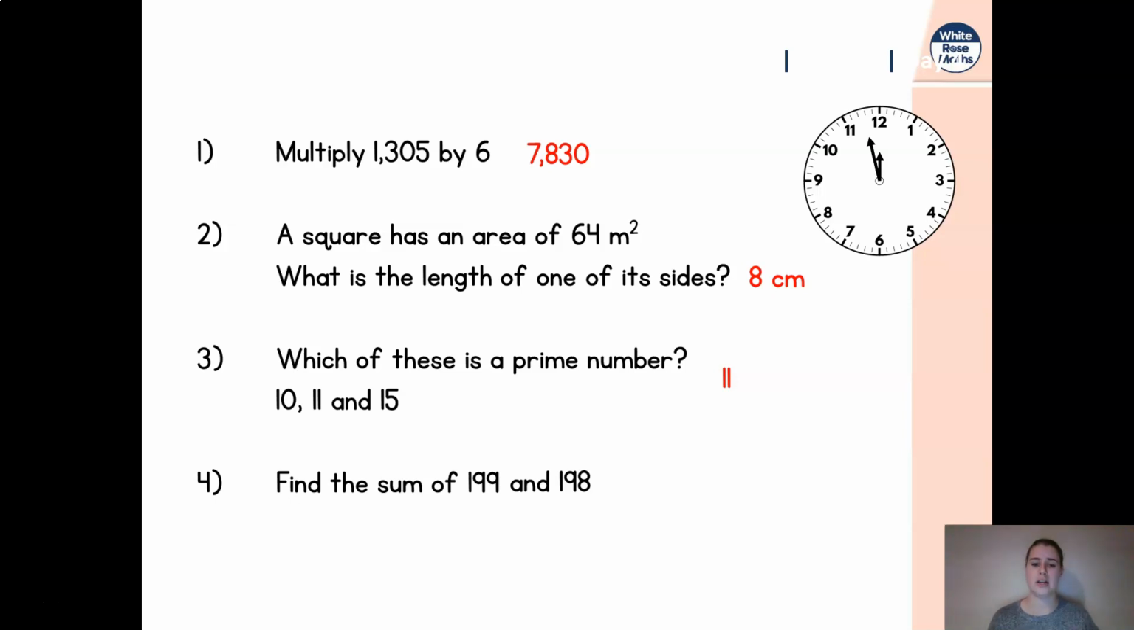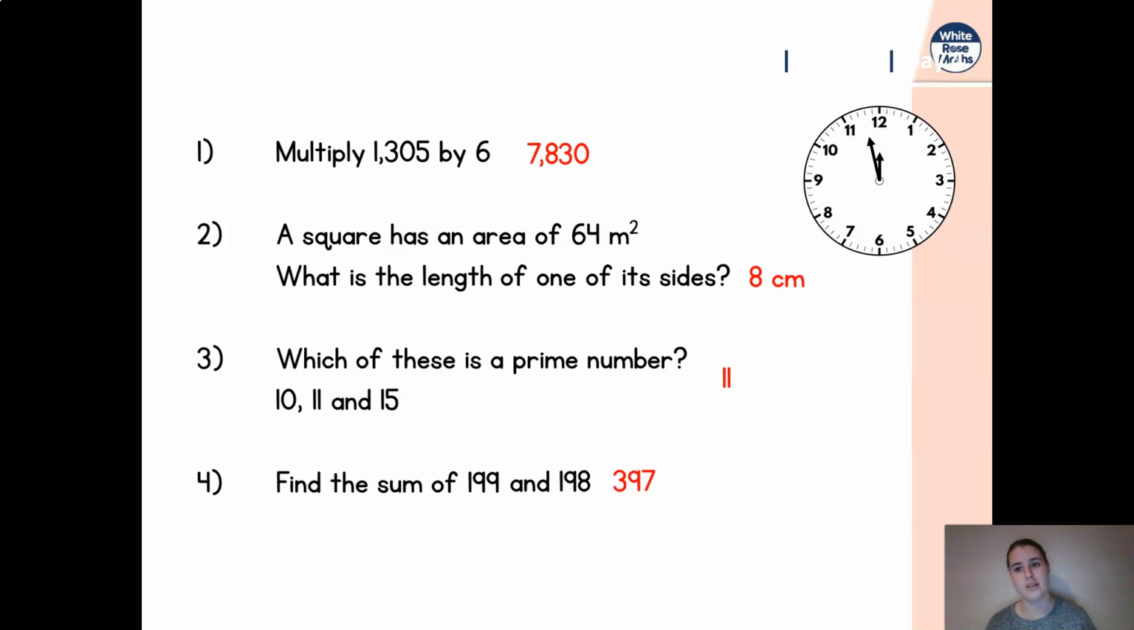Find the sum of 199 and 198. Okay, now you could do that a quick way and you could round them to 200 equally and then take the answer away and take 3 away from the answer. But your answer should give you 397. So well done if you had a go at doing a shortcut version.